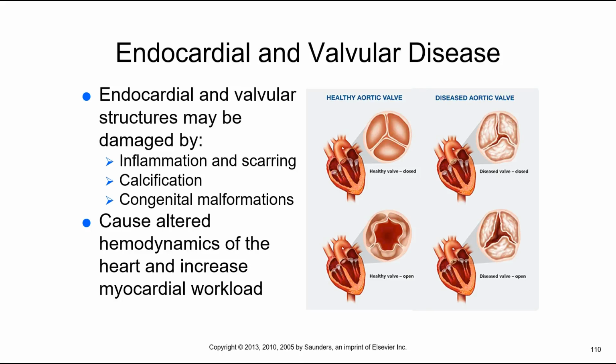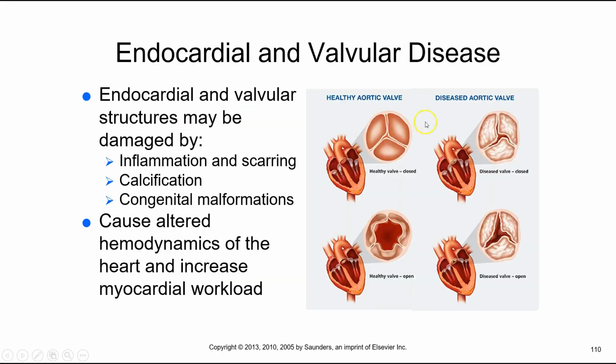Continuing on with some other things that can happen with the heart, endocardial and valvular diseases. So these would be issues related to the endocardium. Remember that the valves are derived from the skeleton of the heart, the fibrous skeleton, but also lined with endocardium. So if somebody has, for example, endocarditis, they may also experience inflammation and thus scarring of the valves as well. Calcification can happen. There can also be congenital malformations that lead to problems with valves.